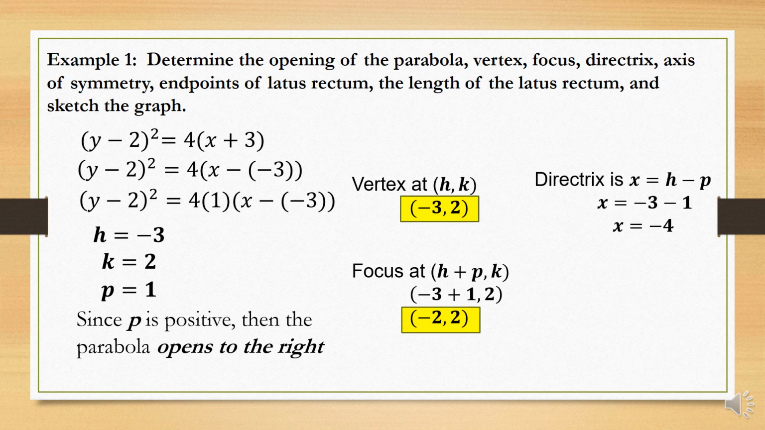Directrix is x is equal to h minus p. So, x is equal to negative 3 minus 1. X is equal to negative 4. The axis of symmetry, y is equal to k. So, substitute the value of k. Therefore, the axis of symmetry is y is equal to positive 2.